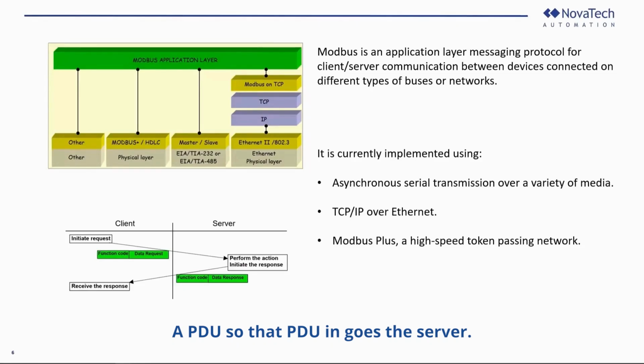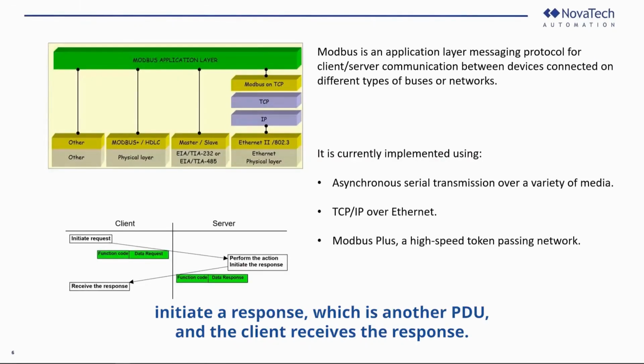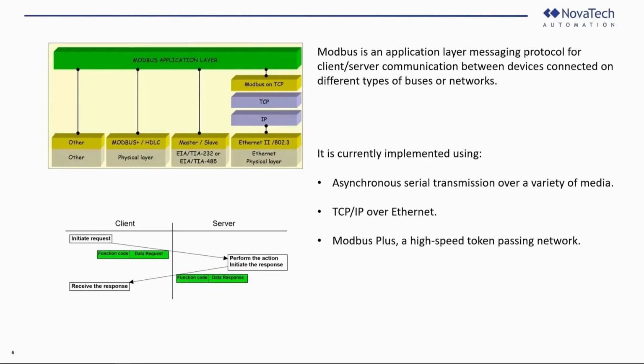So that PDU then goes to the server. The server accepts that, parses it, performs the action, initiates a response, which is another PDU, and the client receives the response. There is an exception to that.